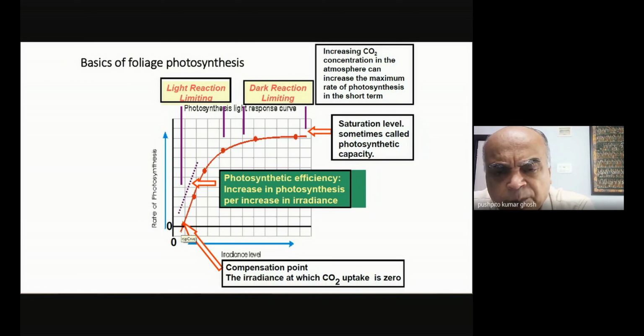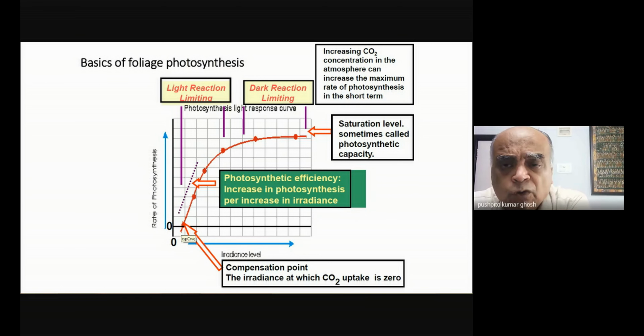what is compensating what? Well, a plant is always also respiring, and the respiration process is producing CO2. So on the one hand, there is some CO2 being formed from respiration, and on the other hand, CO2 is being taken up for photosynthesis.